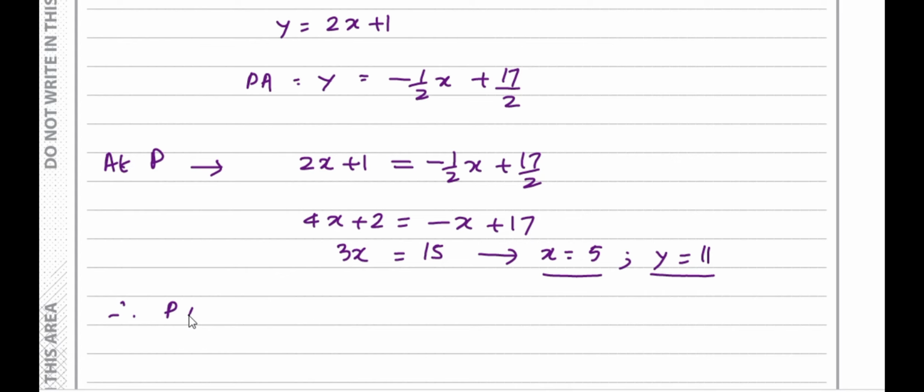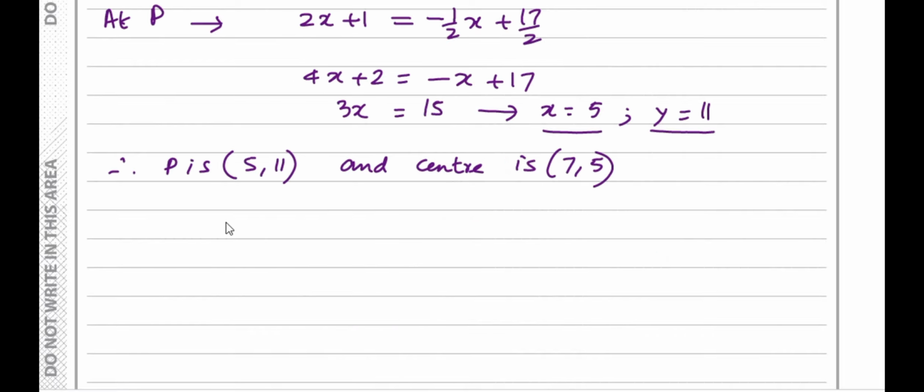Therefore, P is (5, 11) and the center is (7, 5). Therefore, the distance between them is the square root of 7 minus 5 squared, that is 2 squared, plus 5 minus 11, that is minus 6 squared, which is equal to the square root of 4 plus 36, which is the square root of 40.